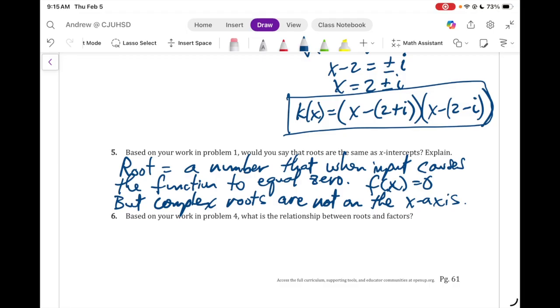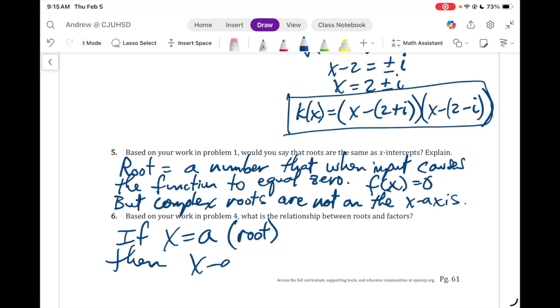Based on your work in problem 4, what's the relationship between roots and factors? Okay, so if you get a solution, if x equals a and a is a root, then x minus a is a factor. Remember, factors are things we multiply with.